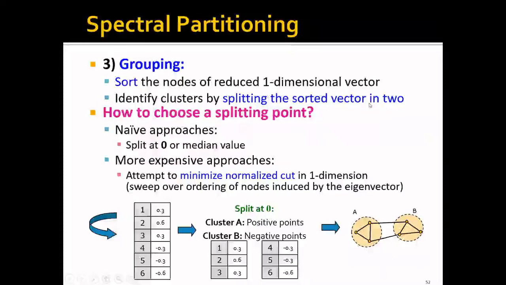So how do we choose a splitting point, right? One naive approach is to split at 0 or the median value. For example, in the previous graph, we have this second eigenvector here, and we can basically split at 0, and we will put all the positive points into cluster 1 and all the negative points to cluster 2. So basically we'll put node 1, 2, 3 to cluster 1, and we'll put all the other nodes to cluster B.